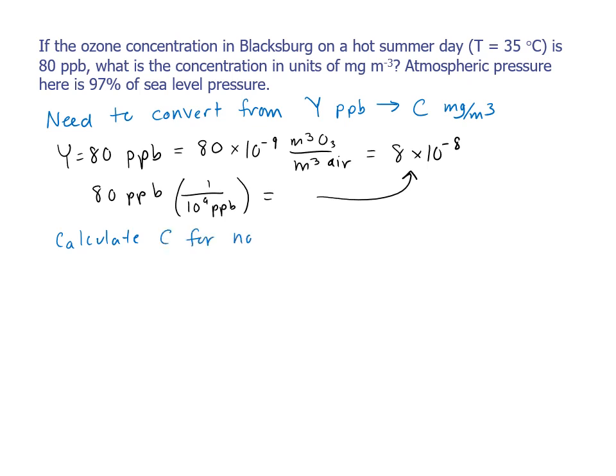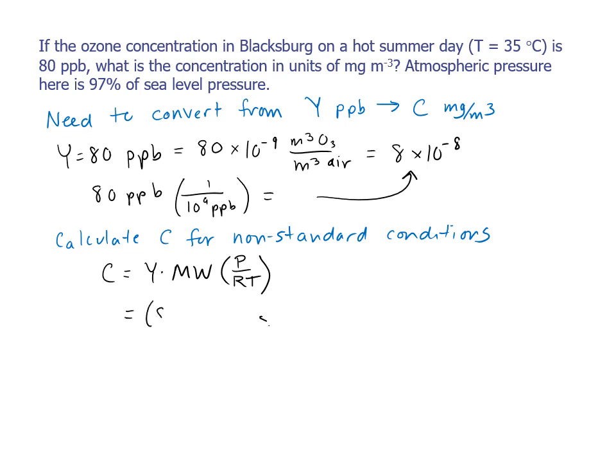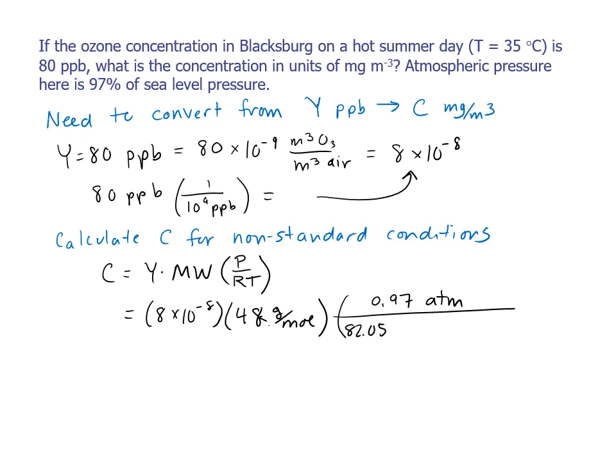Now we need to calculate C for non-standard conditions. So I can take my general equation for Y as a function of C and rearrange it and solve for C. I get that C is equal to Y times the molecular weight times P over RT. And so if I make my substitutions here, I have my Y, which is 8 times 10 to the minus 8. My molecular weight of ozone is 48 grams per mole. My pressure is 0.97 atmospheres. My R is 82.05 times 10 to the minus 6 cubic meters atmospheres per mole Kelvin. And my temperature is 35 degrees Celsius or 308 Kelvin.